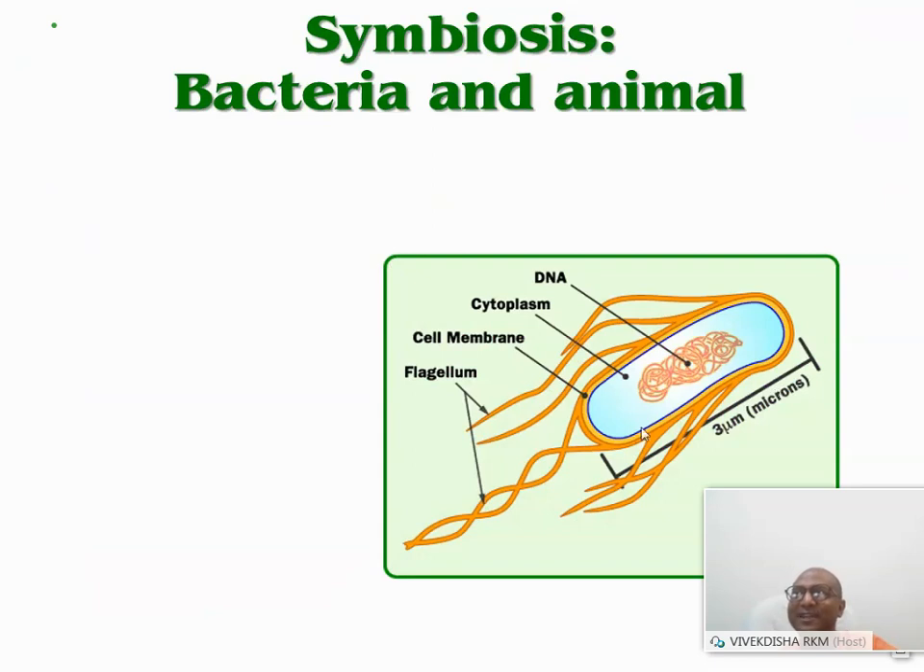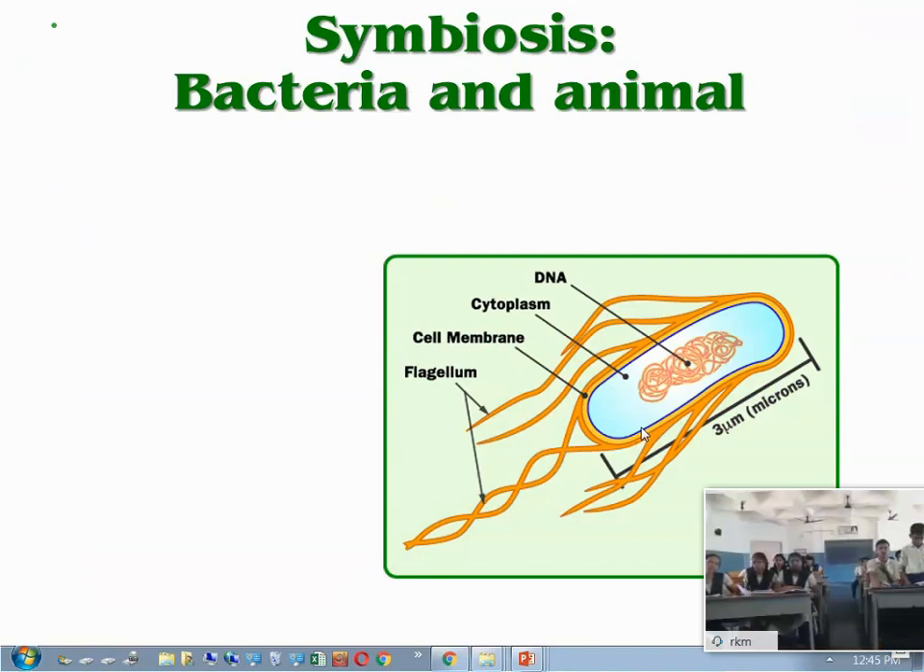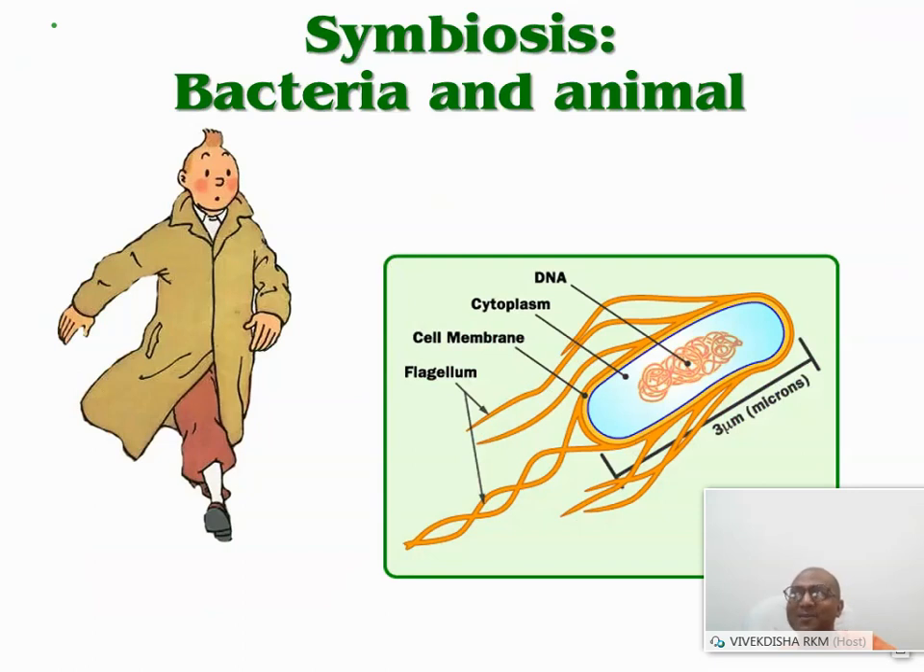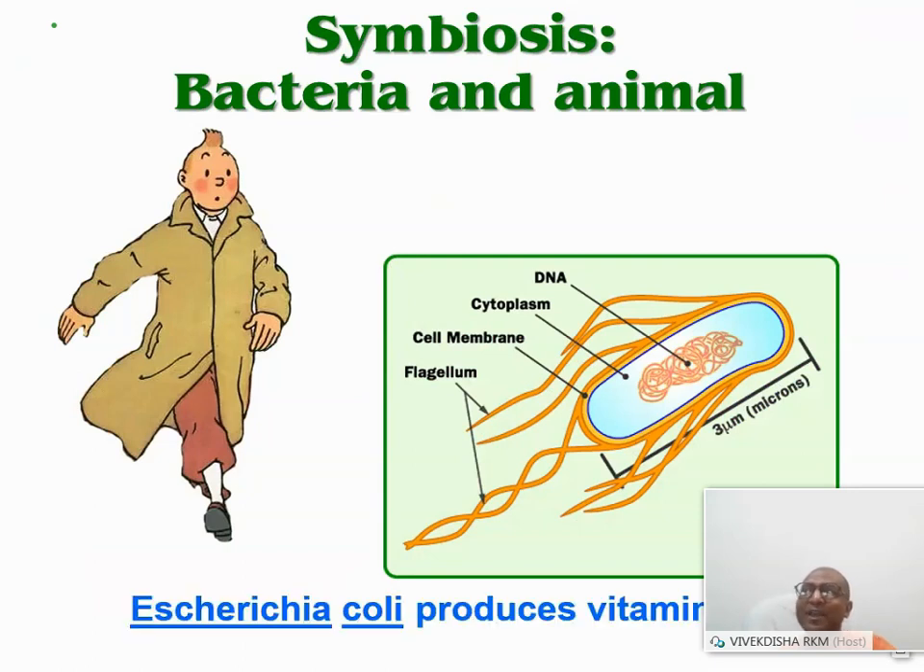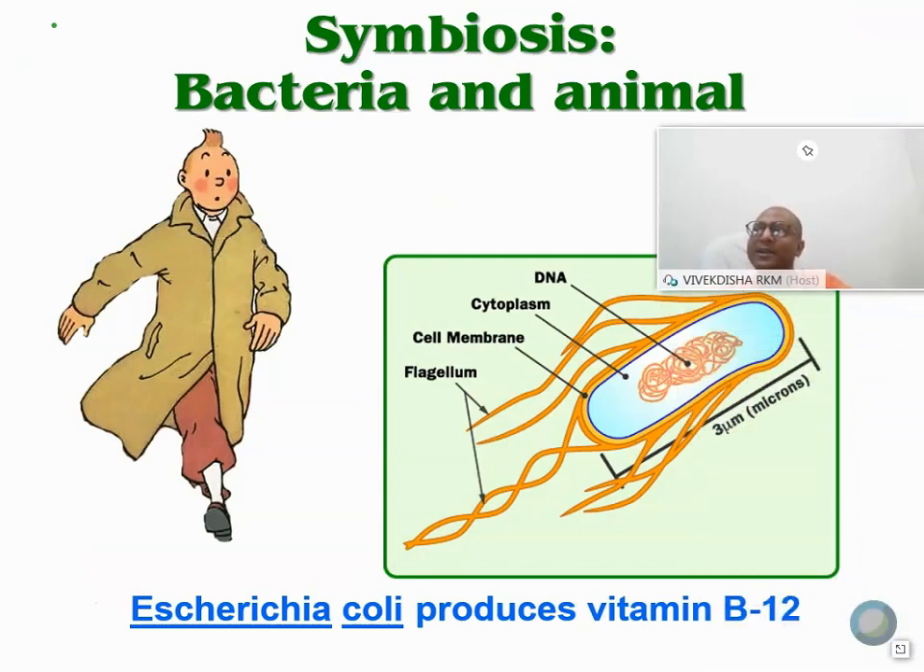Yes, say. E. coli and human. Yes, very fine, take your seat. E. coli and human both have a relationship. Escherichia coli is the full name of the bacterium. Escherichia coli produces vitamin B12 for human beings, and in return receives digested food from the human, as it lives in the intestine.